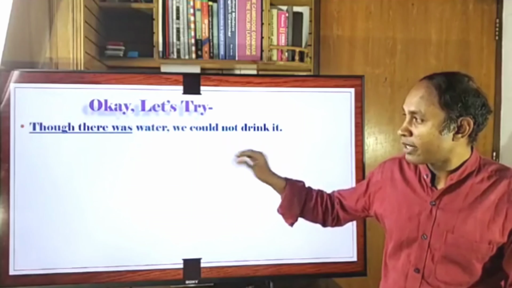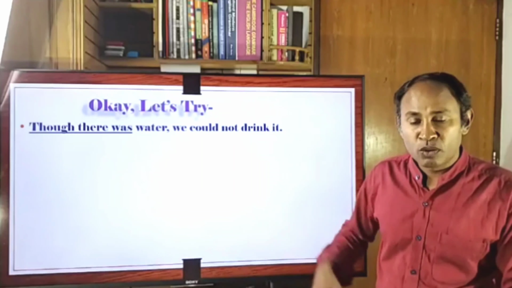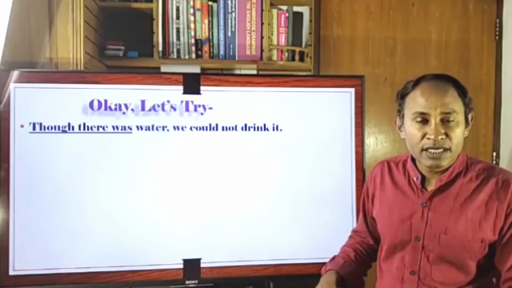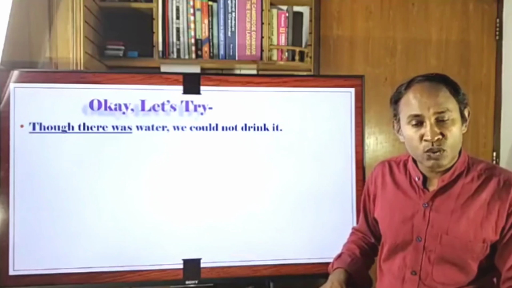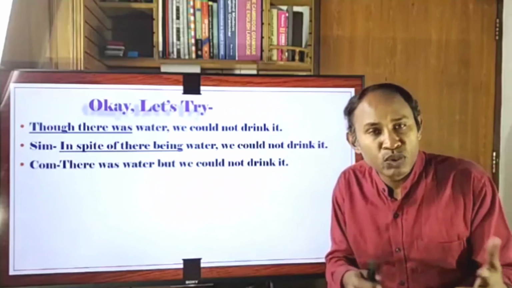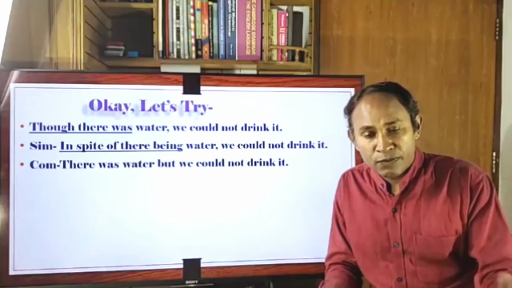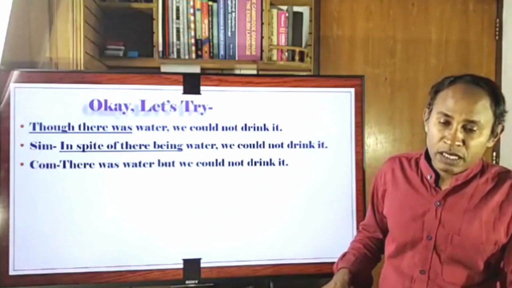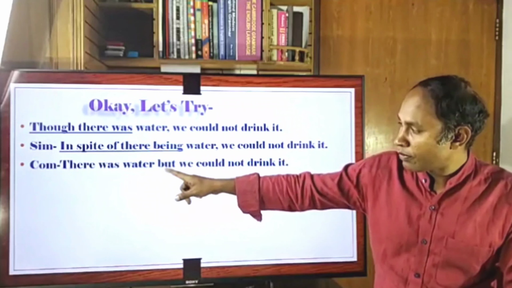Okay, let's try. Though there was water, we could not drink it. Very simple, to make it compound we'll use but. And to make it simple we will use in spite of. Yes, two answers will be for you. In spite of there being water, we could not drink it, and there was water, but we could not drink it. Perhaps this is very simple, and you know. It's very easy, of course. So in place of though we have used in spite of, and we have used but.